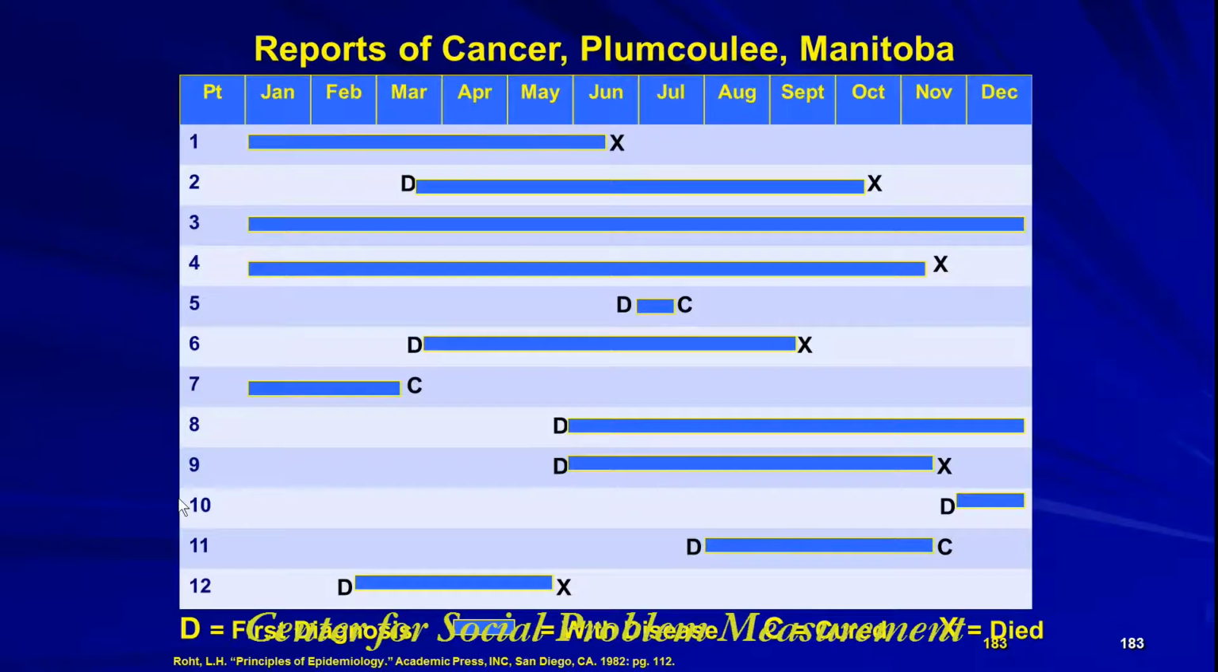I want to give you an exercise. This is a unique group example, so we're using it for heuristic purposes, or teaching purposes, which is what the word heuristic means. And the first question I'd like you to consider in looking at this graphic is, what is an incidence rate?